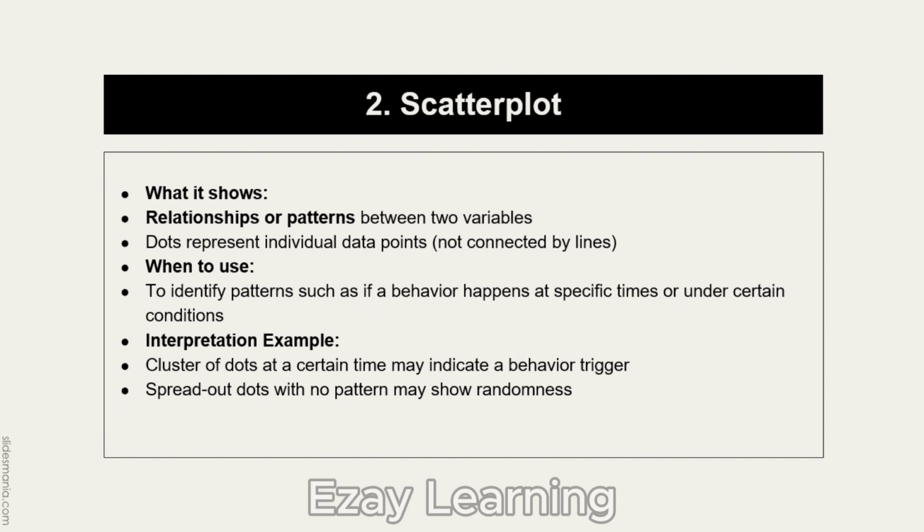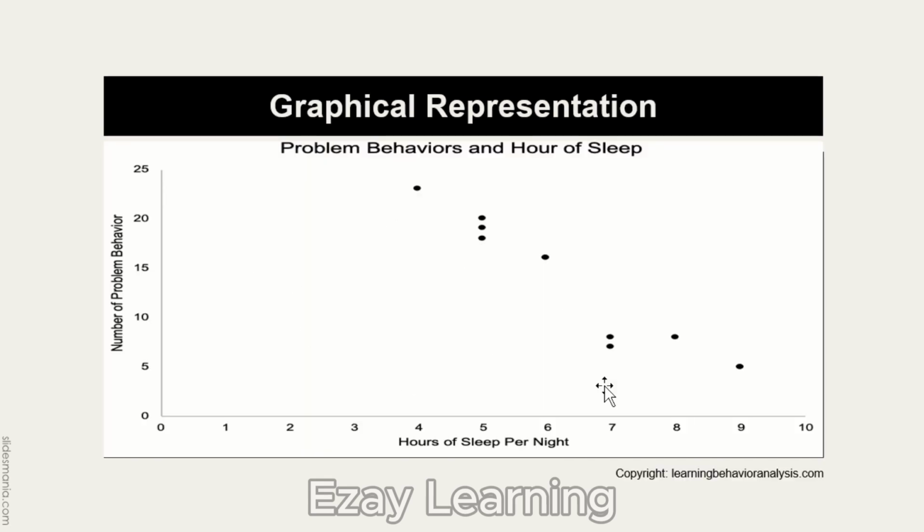Now the scatterplot. A scatterplot graph looks like this. This is the graphical representation of a scatterplot. Again, we have mentioned time here, which is hours of sleep per night, and we have mentioned the number of problem behaviors on the vertical y-axis. You can see that at 4 hours the number of problem behaviors was around 23. Then there are 3 data points here, 1, 2, and again multiple data points here. But remember, for a scatterplot the data points are scattered in the graph. These are not connected with a line.